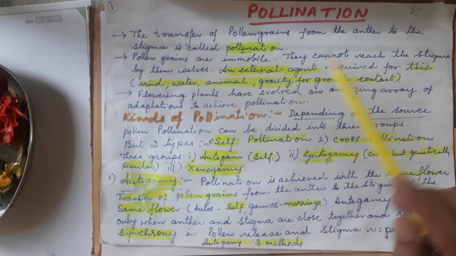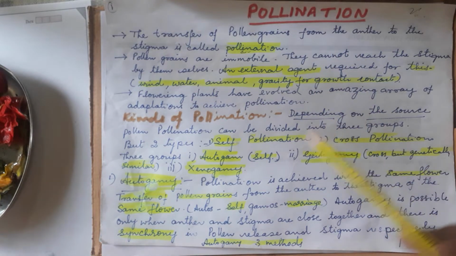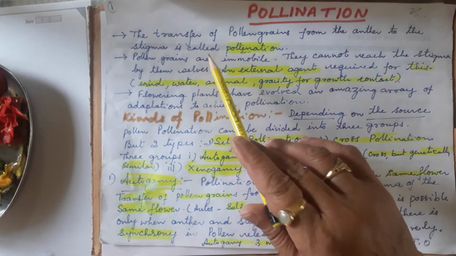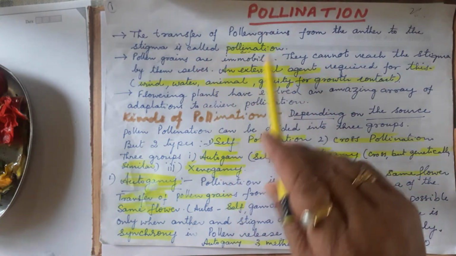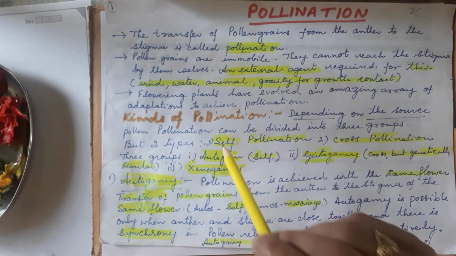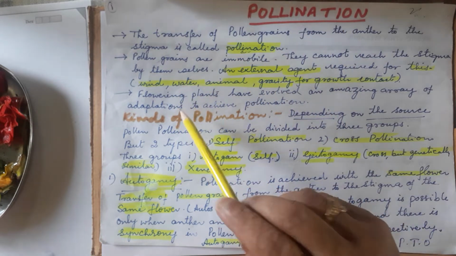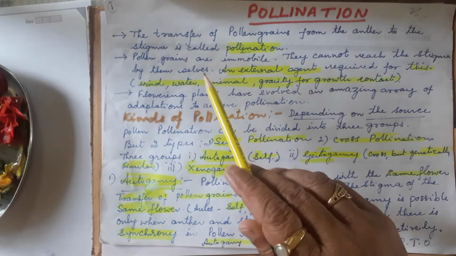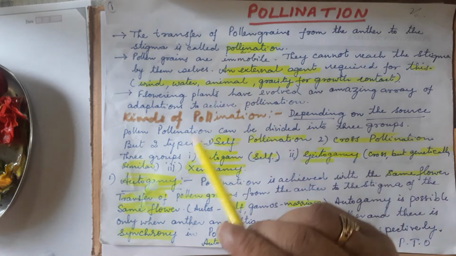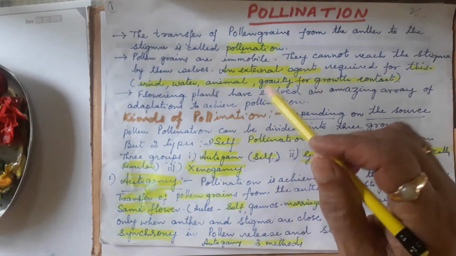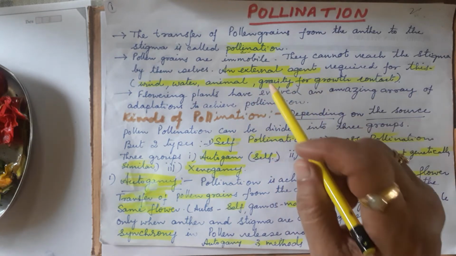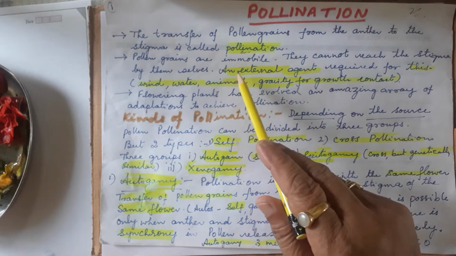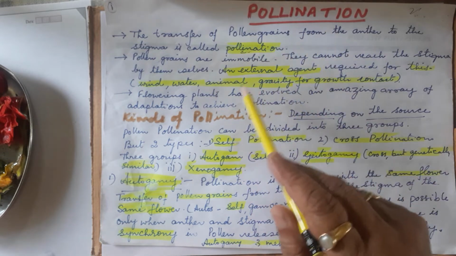Okay, pollination. First of all, what is pollination? Pollination means transfer of pollen grains from the anther to the stigma. That is called pollination. That anyway you know. So pollen grains have to reach the stigma, and just now I told you pollen grains are immobile, and they cannot reach by themselves. They cannot move. The pistil is also immobile and remains in one place only. So how will the pollen grains reach the pistil?